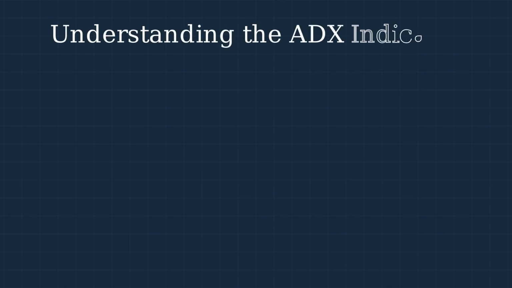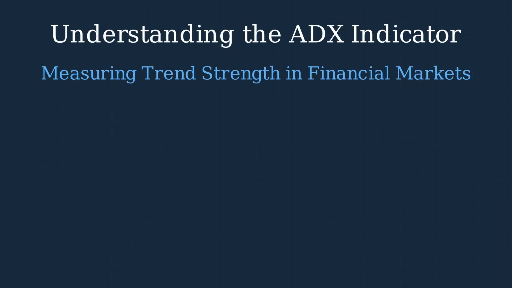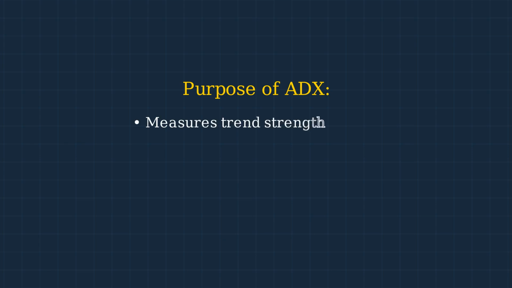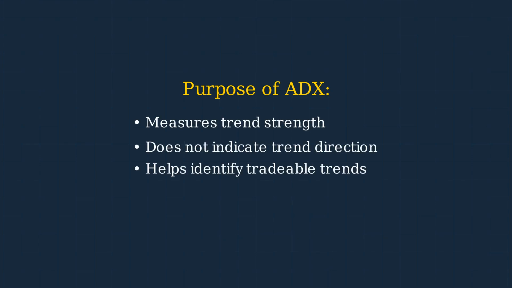The Average Directional Index, or ADX, is a powerful technical indicator used to measure the strength of a trend. The ADX was developed by J. Wells Wilder, a prominent figure in technical analysis who created several influential indicators. The primary purpose of the ADX is to measure the strength of a trend, regardless of whether the market is moving up or down. It does not show direction, only how powerful the current trend is.